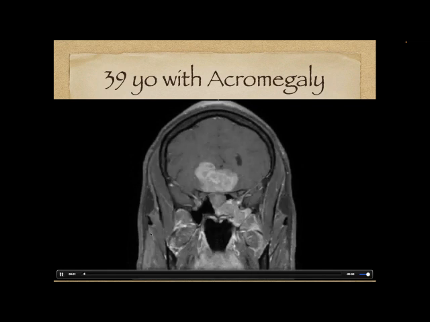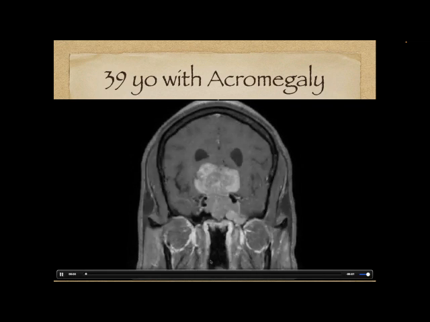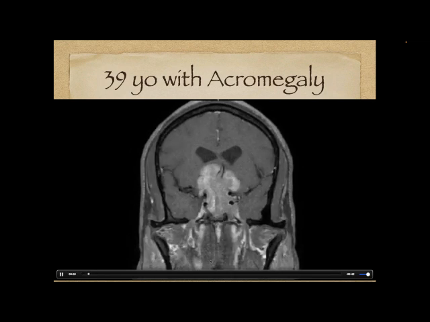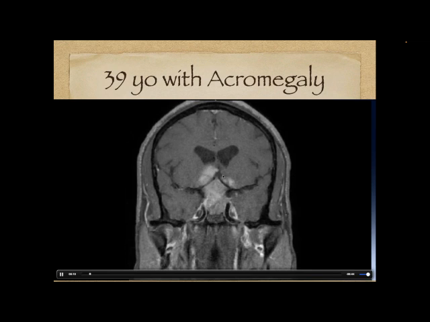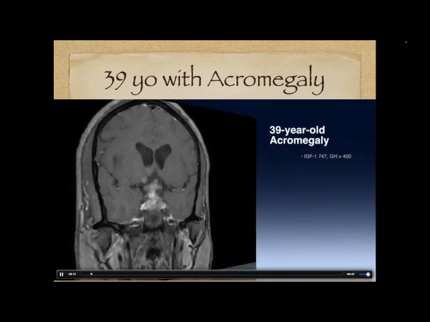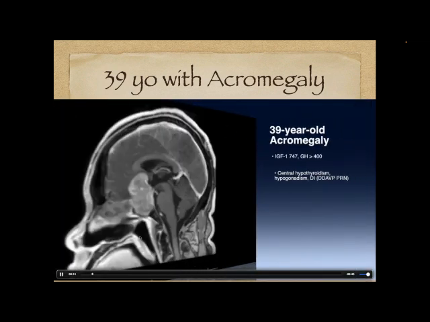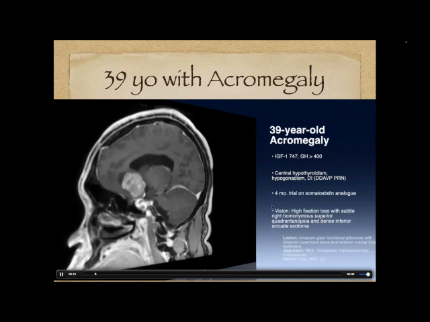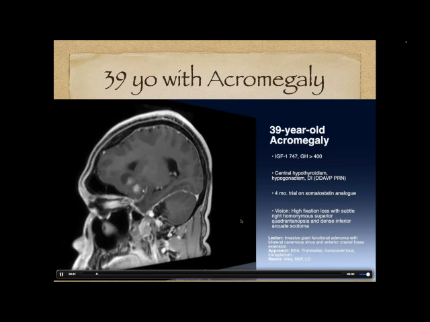It's got lots of little bubbles in it, and that's because it has escaped the membrane between the brain and the pituitary, and it's even wrapping itself around arteries. Those little black things running through there, those are arteries that the tumor has wrapped itself around. So this is a giant and very invasive tumor, and this is also in a patient who has acromegaly.